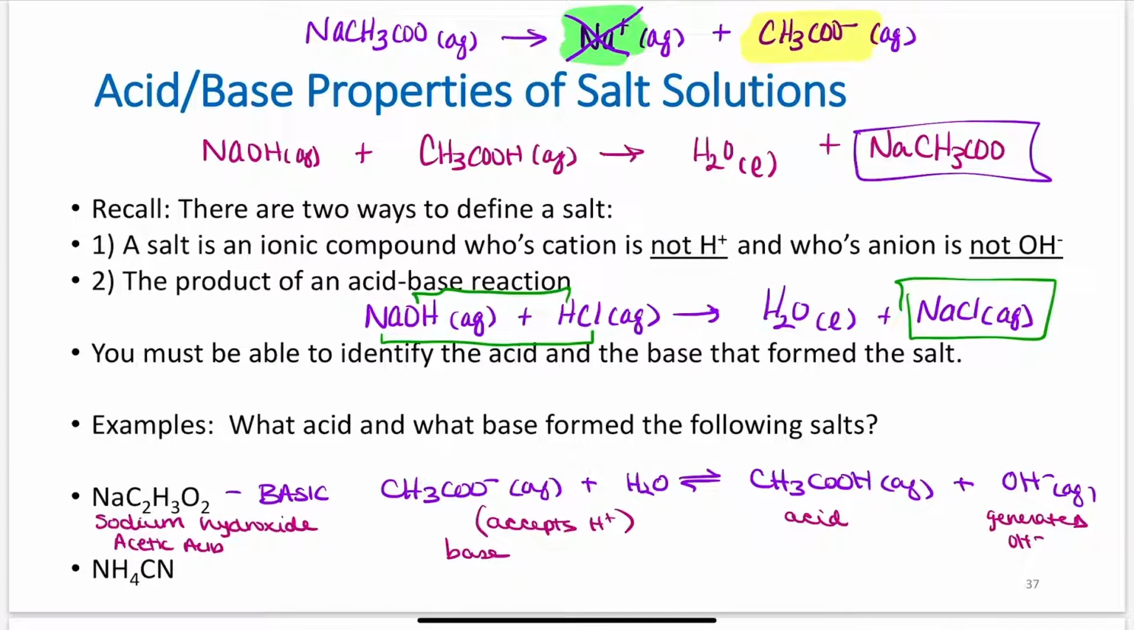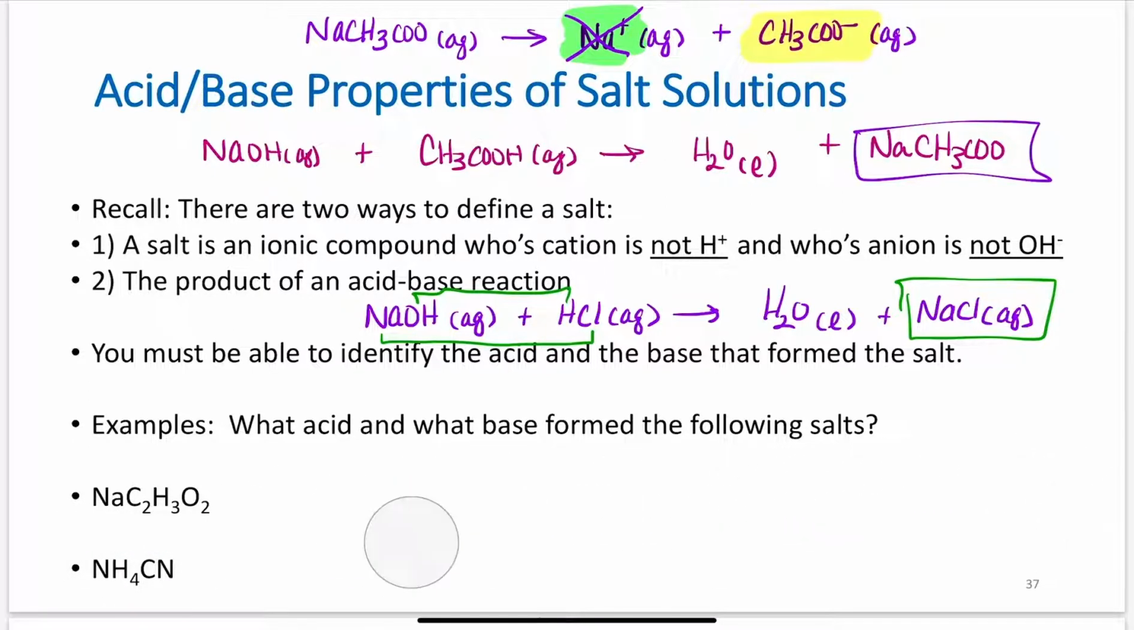So let me erase this. Which acid and which base formed the following salts? This was formed by NaOH plus CH3COOH, which you may write as C2H3O2H or some form of that.